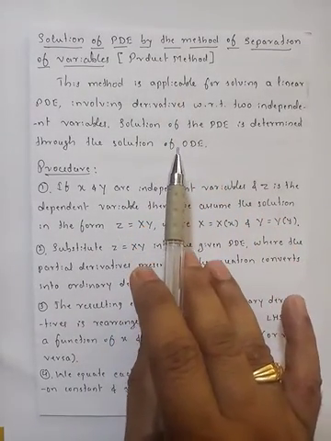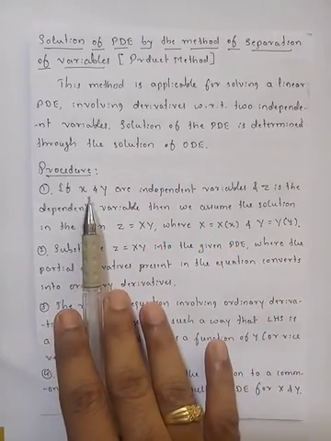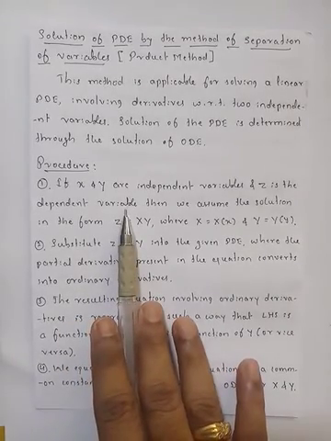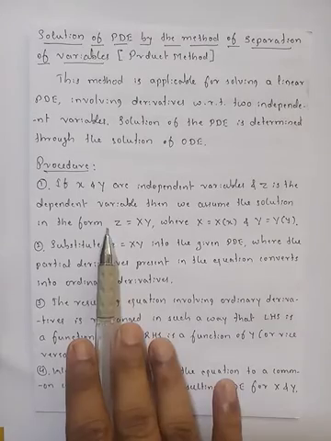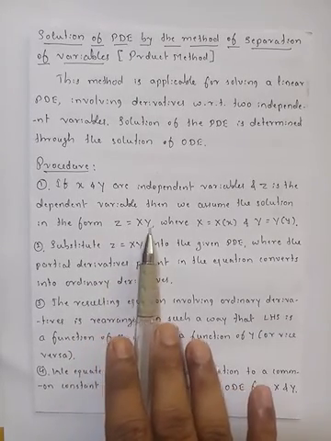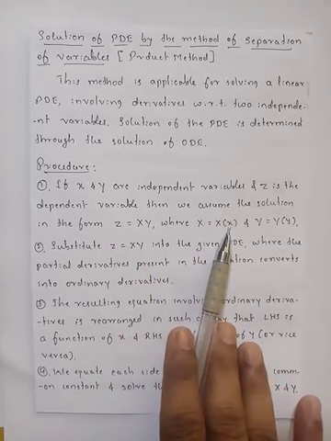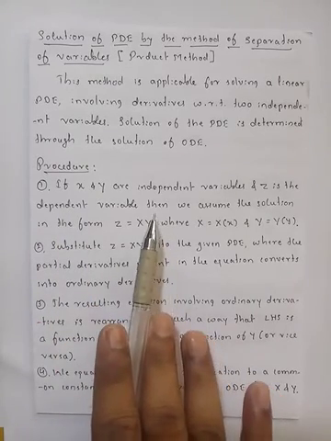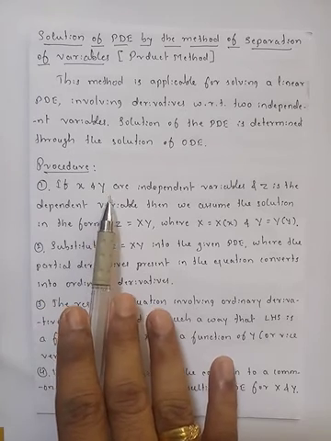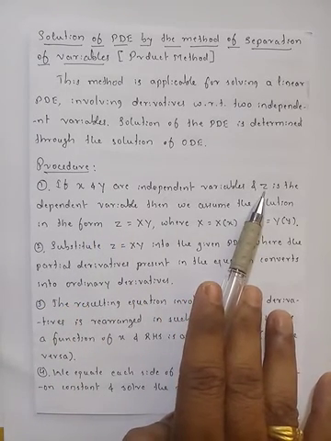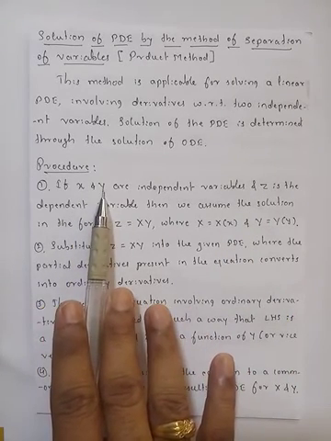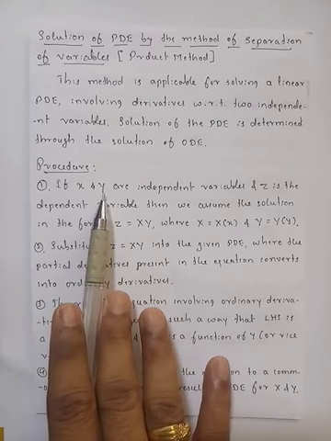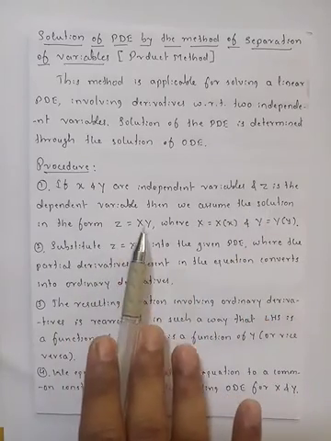Okay, now what we do in this, first, so here is the procedure. If x and y are independent variables, z is the dependent variable, then we assume the solution in the form z = X·Y, where capital X is a function of small x, capital Y is a function of small y. Okay, so what we do in this step, suppose the partial differential equation is given in terms of z, which is a dependent variable, then independent variables are x and y, and the partial derivatives of these. Then in the beginning we assume the solution as z = X·Y.